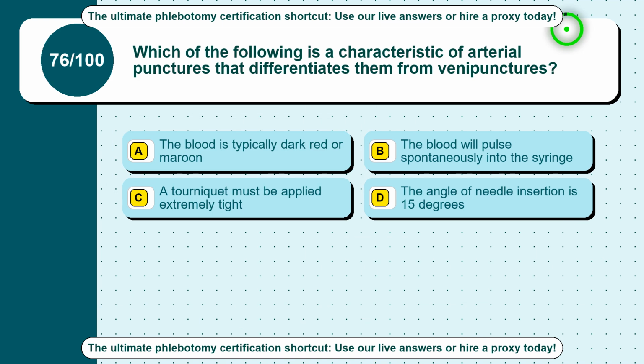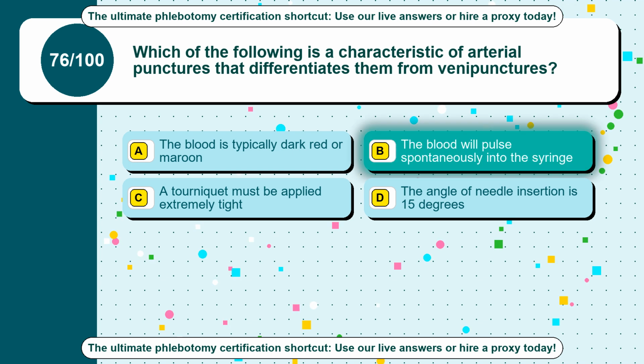Question 76. Which of the following is a characteristic of arterial punctures that differentiates them from venipunctures? Option A. The blood is typically dark red or maroon. Option B. The blood will pulse spontaneously into the syringe. Option C. A tourniquet must be applied extremely tight. Option D. The angle of needle insertion is 15 degrees. The correct answer is option B.